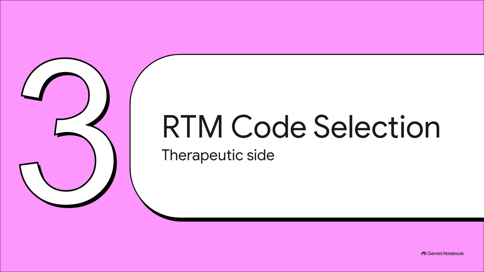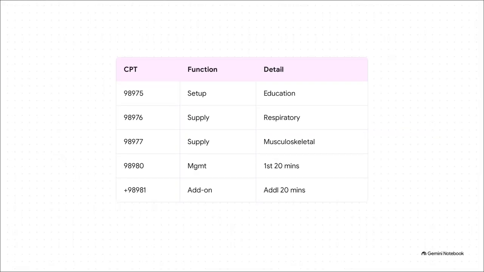Let's flip over to the therapeutic side with Section 3, RTM code selection. You'll notice a really parallel structure here to what we just saw with RPM. Same logical flow, just a different code family. 98975 covers the initial setup and education for RTM. For the device supply, it gets a bit more specific based on the body system. You'll use 98976 for respiratory system monitoring and 98977 for musculoskeletal monitoring, each billed every 30 days.